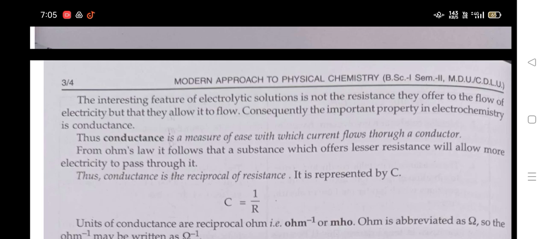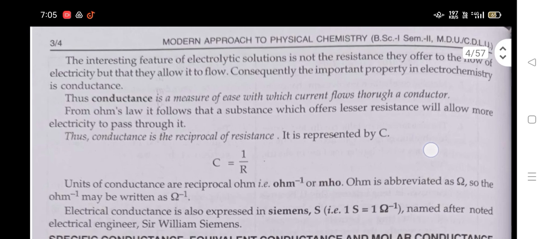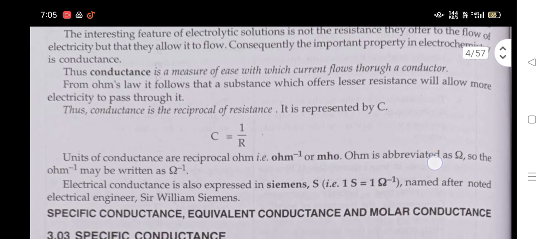The interesting feature of electrolytic solutions is not the resistance they offer to the flow of electricity, but that they allow it to flow. Consequently, the important property in electrochemistry is conductance. Thus, conductance is a measure of the ease with which current flows through a conductor. From Ohm's law, it follows that a substance which offers lesser resistance will allow more electricity to pass through it. Thus, conductance is the reciprocal of resistance. It is represented by C, that is C is equal to 1 upon R.